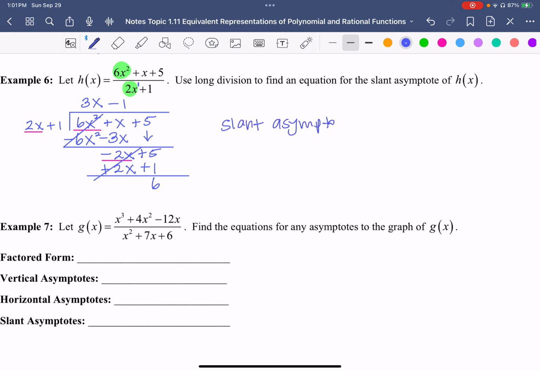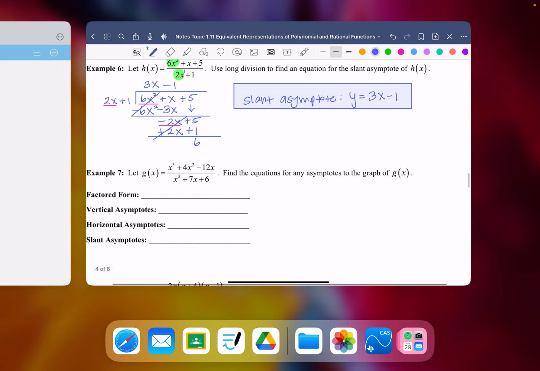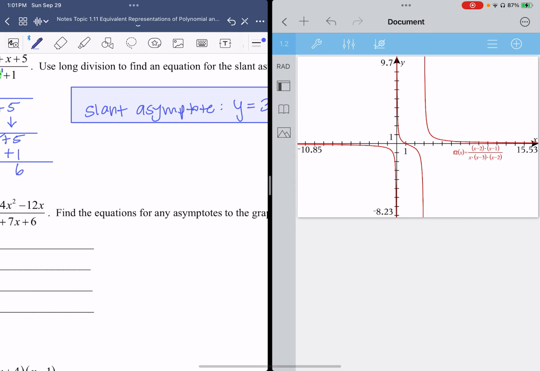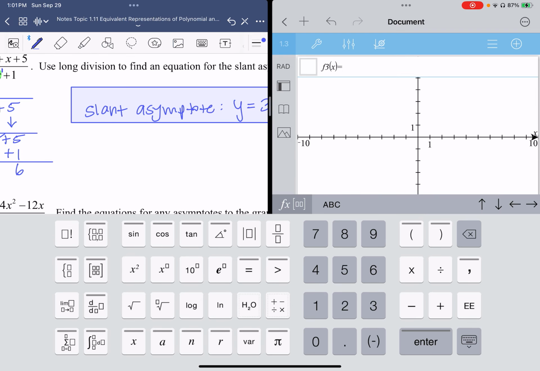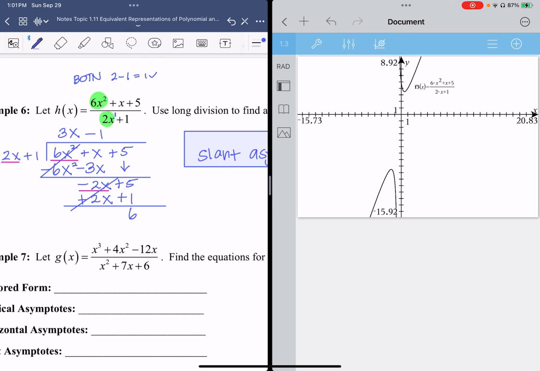the equation always starts with y equals and then it is only the quotient that is in the top of your division. For the slant asymptote, you do not add the remainder, and let me show you why. Okay, what I'm gonna do is graph this so that you can see them side by side. Okay, so I'm gonna start by graphing the original equation, which was 6x squared plus x plus 5 divided by 2x plus 1. Okay, so this is the equation that we get.